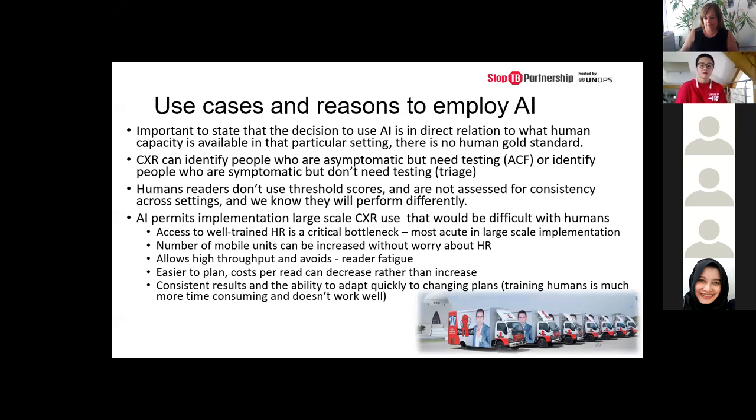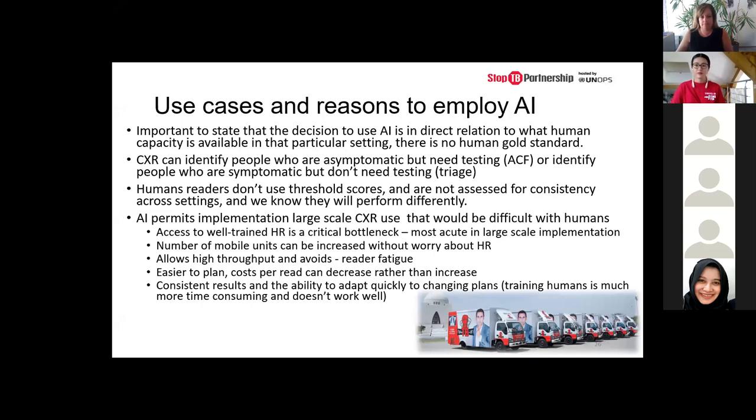Human readers don't use threshold scores. It's generally a dichotomized abnormal, normal, or TB abnormality, non-TB abnormality, normal. Some kind of categorical presence. And the advantage, which Zhijian has mentioned, and I'll talk about more, is that artificial intelligence can change. It's a variable. It's along a continuum.